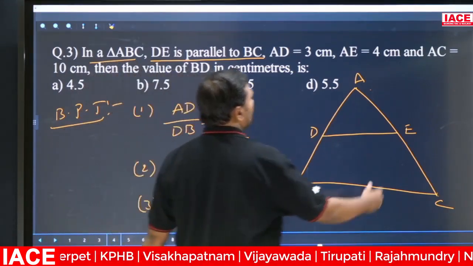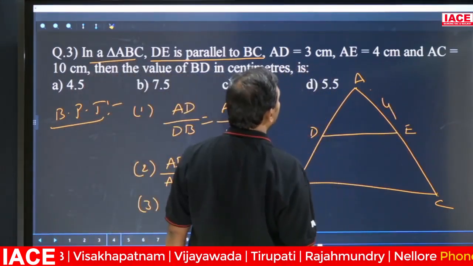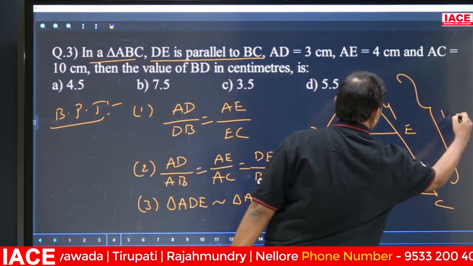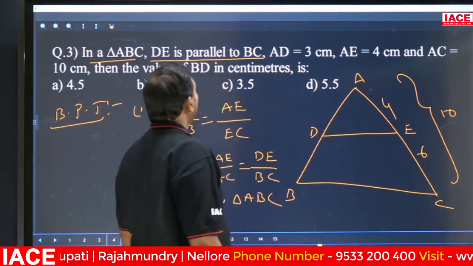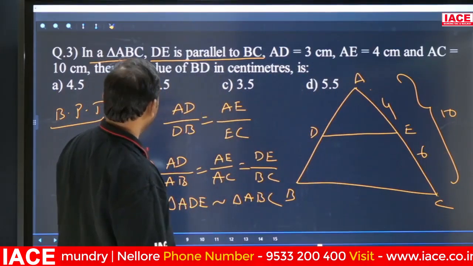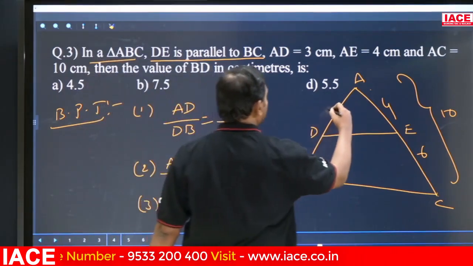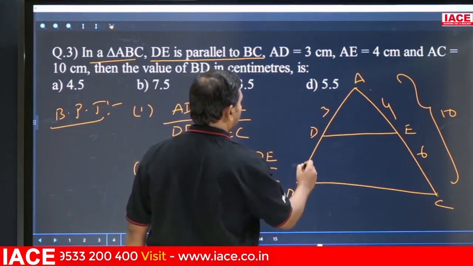AE is how much? 4. AC is how much? 10. AC is 10, so this part, EC, is how much? 6. And AD is 3, BD is to be found. Find the value of BD. AD is given. AD is how much? 3. Then find the value of BD.